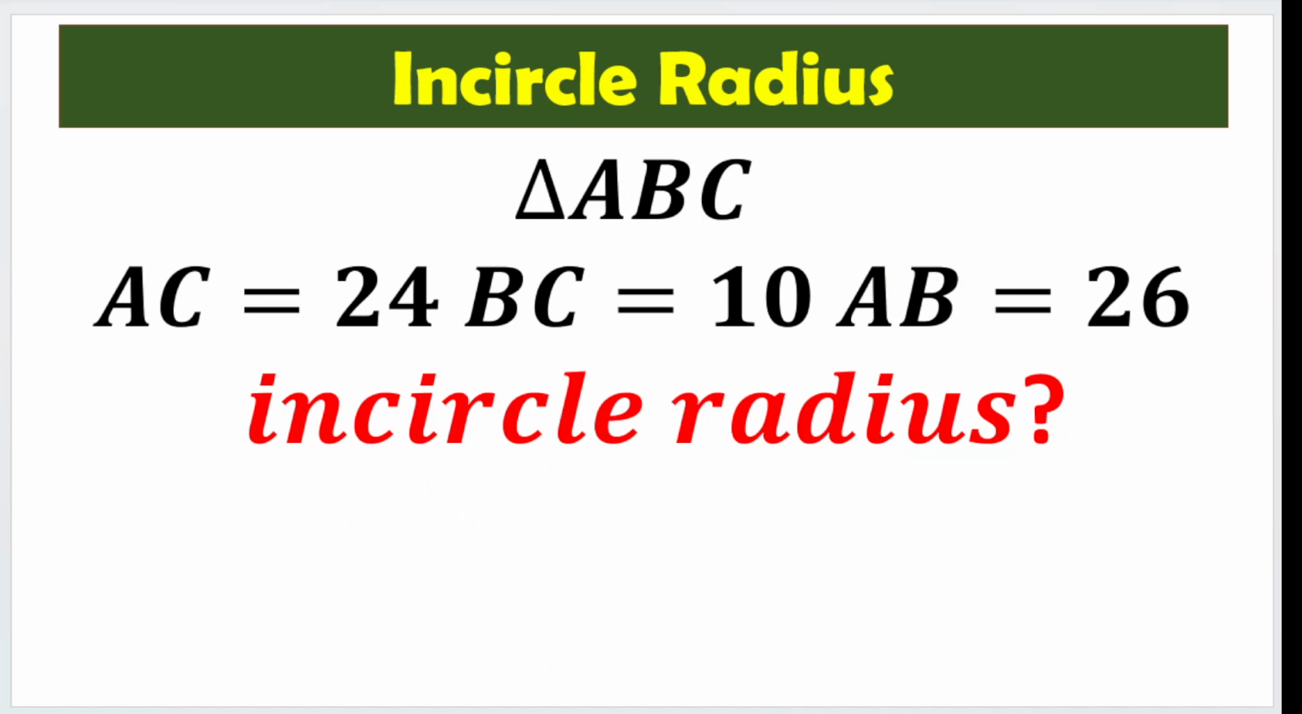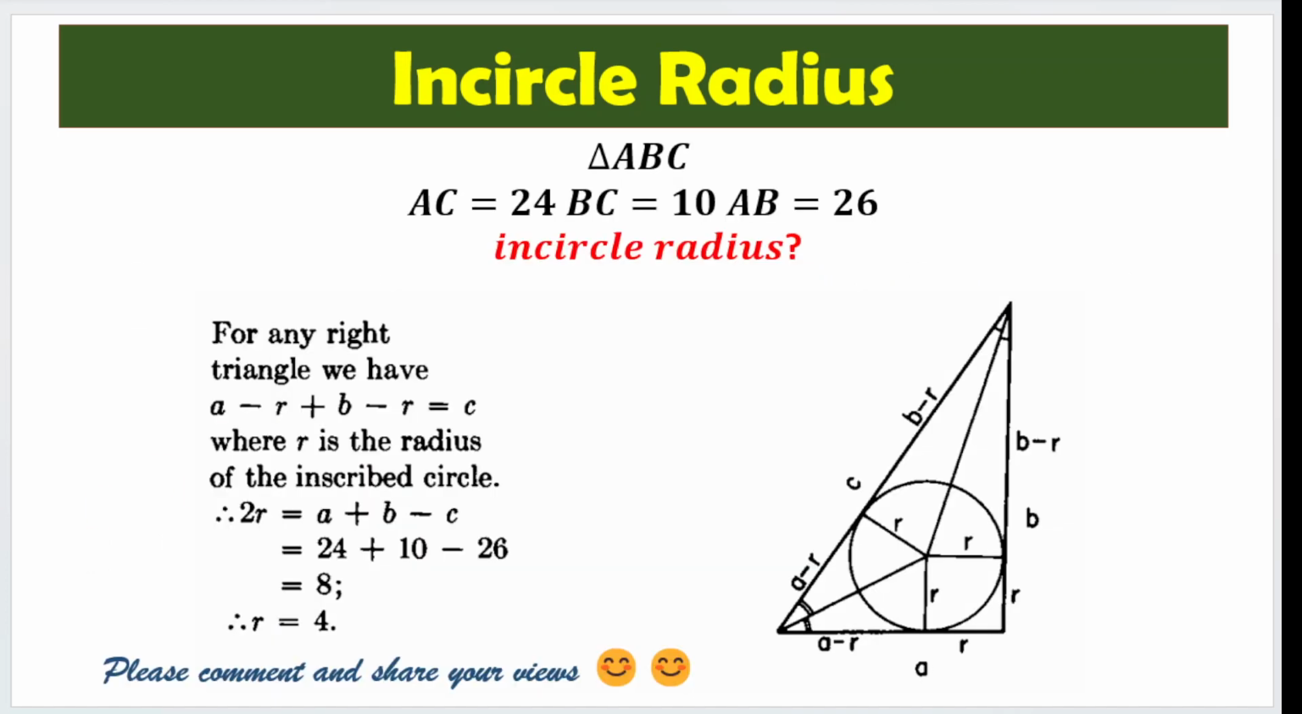Now, because it is a right angle triangle, it becomes very easy to calculate the incircle radius. How? Let's say this is the right angle triangle. This is 26, this is 10, and this is 24. 24 squared plus 10 squared is equal to 26 squared. In a right angle triangle, let's say this is the incircle. Let's draw the incircle like this.